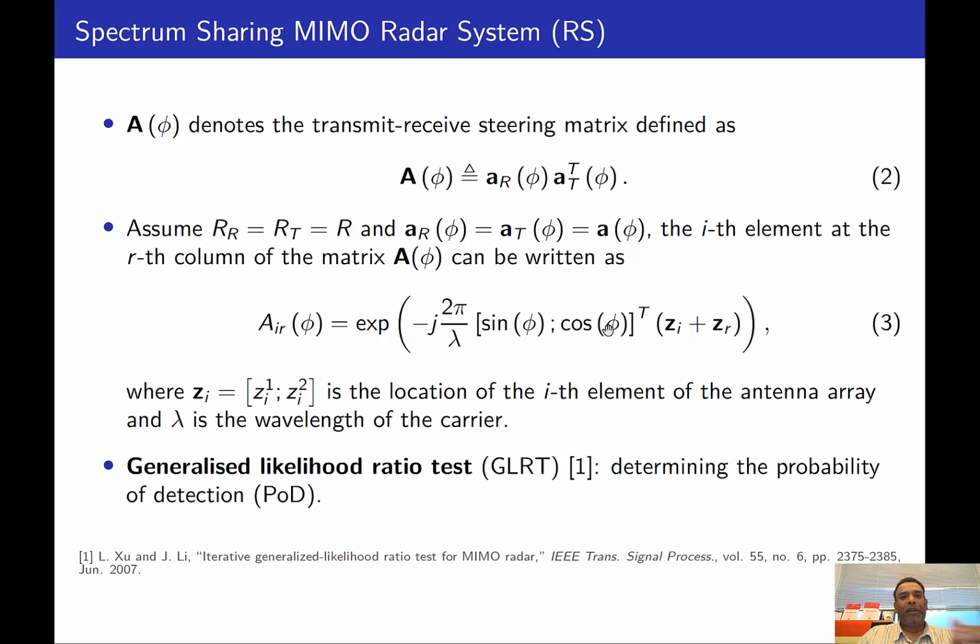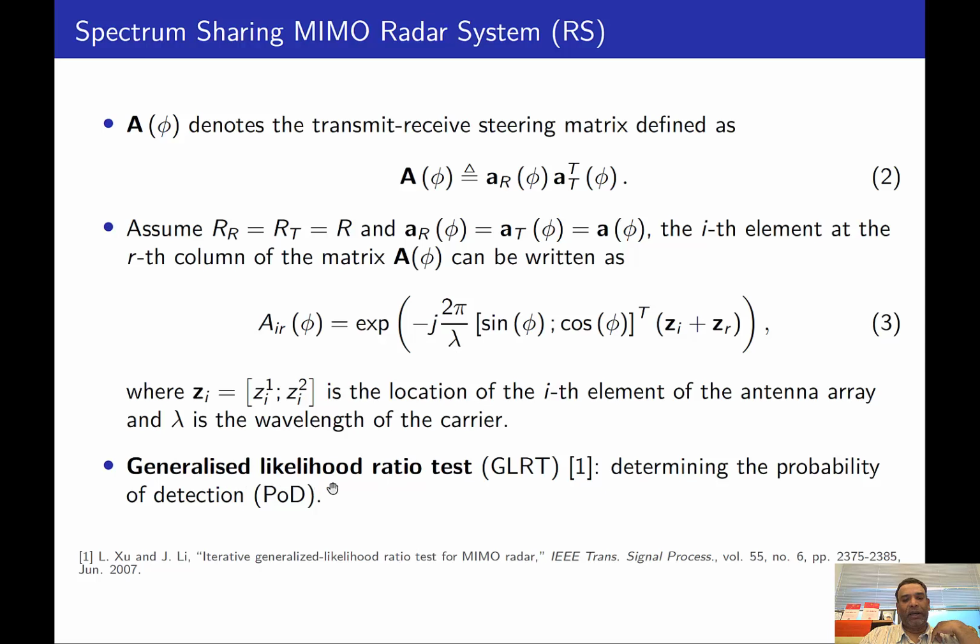So, spectrum sharing MIMO radar system continuing. A(θ) denotes the transmit and receive steering matrix defined by this. A_R(θ) and A_T(θ) are the steering vectors. We assume the transmit antennas at the radar and the receive antennas at the radar are equal in number, denoted by R, and then the steering vector is given by this A(θ). The i-th element at the r-th column of the A matrix can be written in this form. The z_i are the locations of the i-th element of the antenna array. Lambda is the wavelength of the carrier frequency.